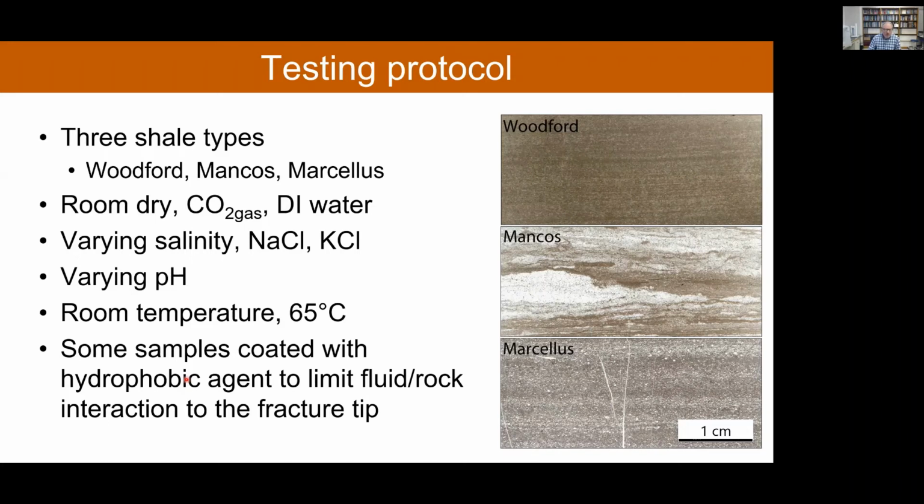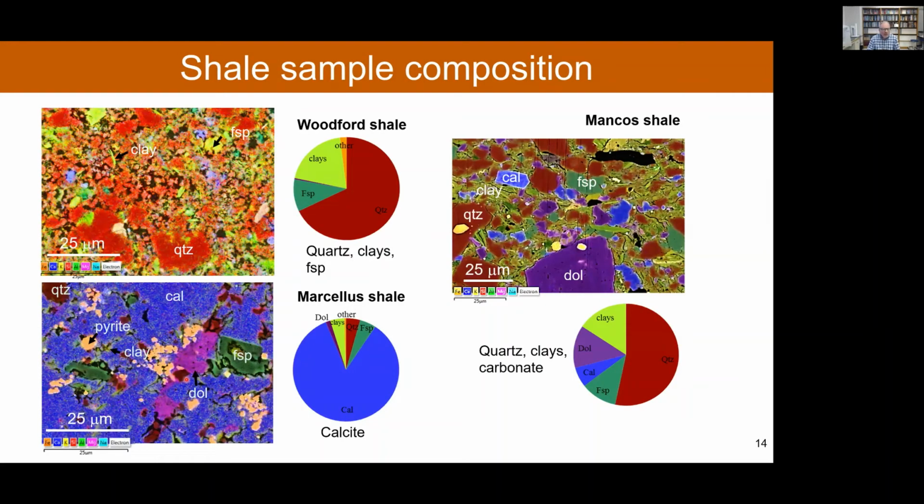So three rock types to cover the range in shale compositions. The Woodford shale is very quartz rich. Those are scanning electron microscope images that map the chemical composition. So all the red is the quartz, so it's dominantly quartz. The Marcellus shale, on the other hand, is very carbonate rich. It's almost a limestone in this case. So all this blue here is calcite. And then the Mancos shale is somewhere in between. It's less quartz rich than the Woodford, but not as carbonate rich as the Marcellus.